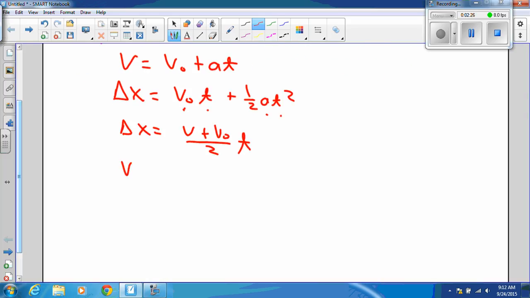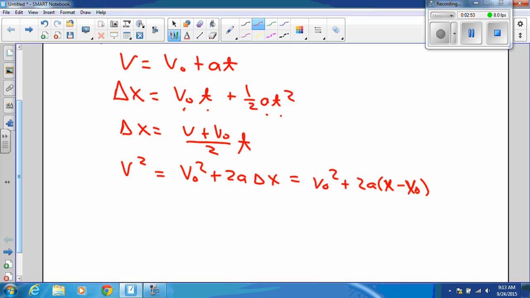That's right. Good. And the last one, which takes time out of the equation, is v squared is equal to? V0 squared plus 2a delta x. That's right. And a couple of you used the form that was in the book, which is perfectly fine, which simply explicitly writes delta x as final minus initial. And I'm okay with that as well. They mean exactly the same thing. Okay? So those are our equations of motion with constant acceleration.